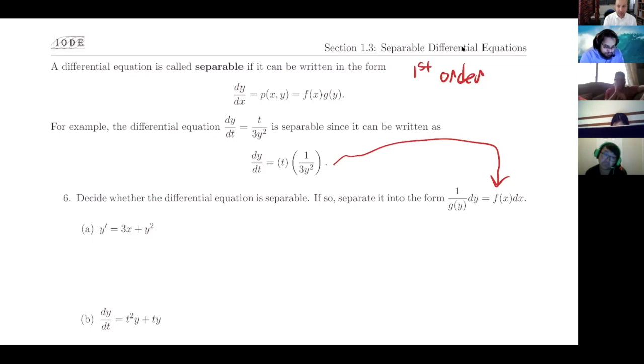The question is, will you be able to integrate those things? If you can, then great, this method will work. If you can't, then maybe we'll have to try another method.